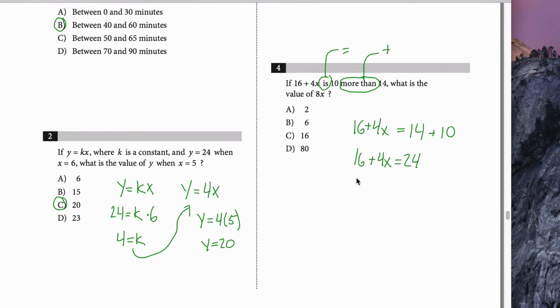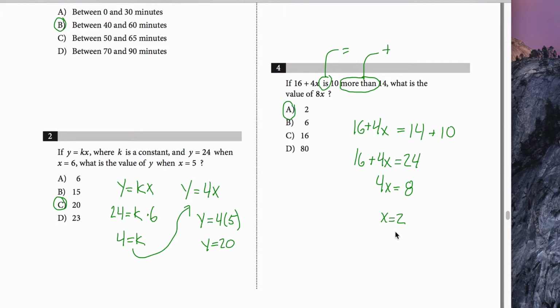You could guess and check if you felt like it, but it's probably easiest just to solve this algebraically. Subtract 16 from both sides of the equation. 24 minus 16 is 8. So I got 4x equals 8. Divide both sides by 4, and I get x equals 2. Looks like that's this answer here.